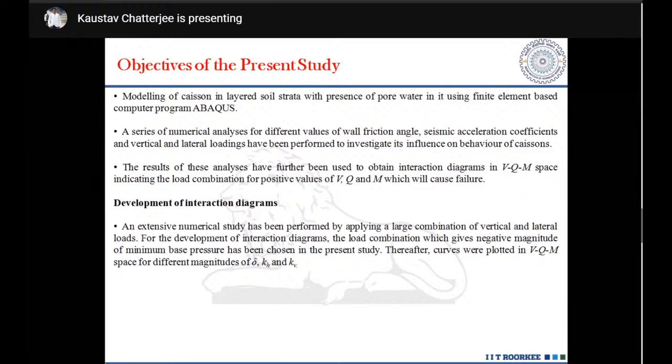Now, minimum base pressure. We know that soil is weak in tension. It cannot take any tension load, and negative pressure always means a tension condition. So the moment the minimum base pressure turns out to be negative, that means soil has entered into a tension zone and it cannot take any further load. So that particular combination in which the minimum base pressure turns out to be negative will be considered as the critical situation for development of these interaction curves.